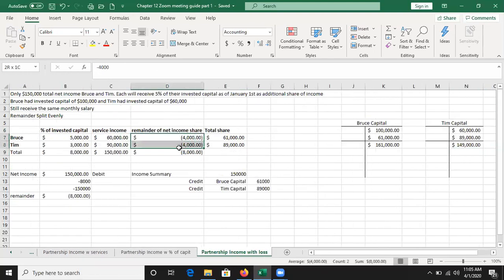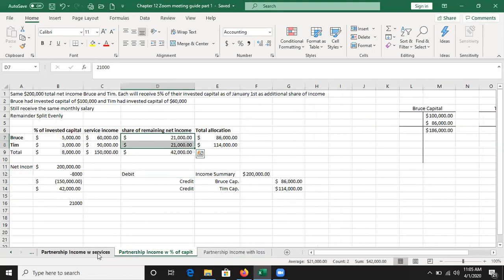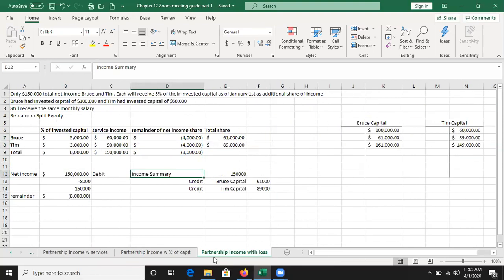If it's negative, it unfortunately reduces their share of their capital, and then the totals you credit to the specific partner accounts, and it comes out of income summary. Again, income summary is a temporary account used only for closing entries, and it's not a specific asset or liability. It's nothing like that, okay?